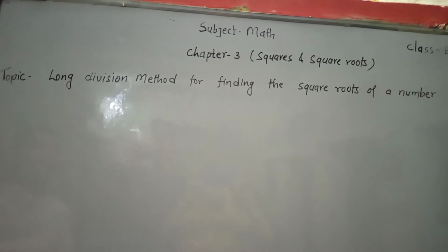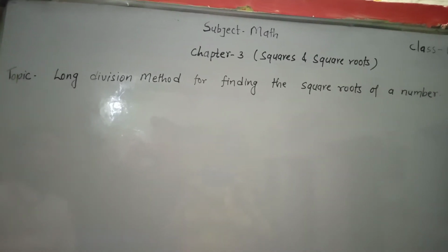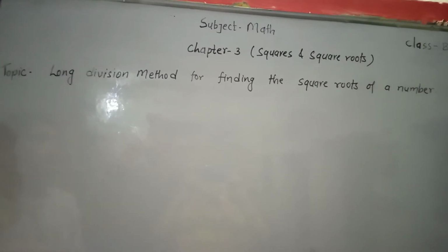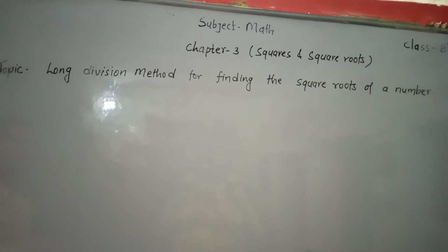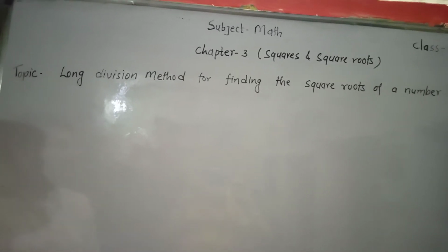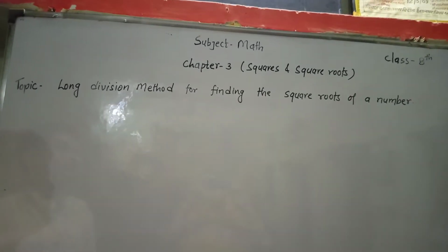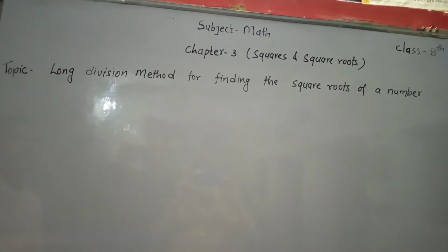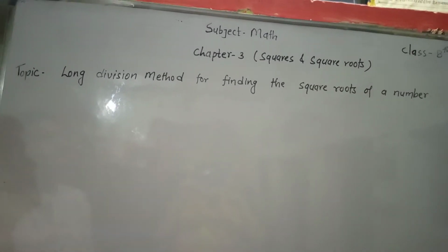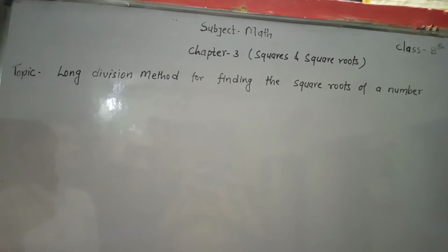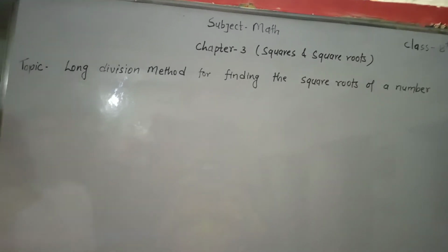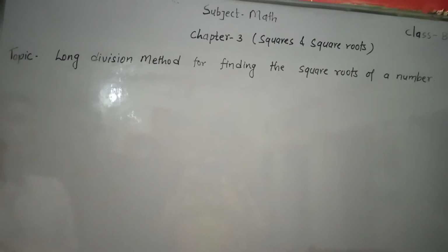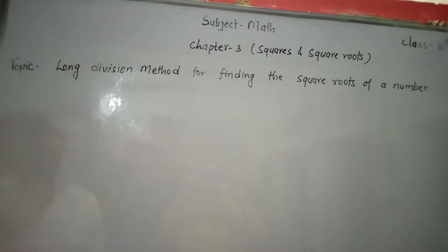In the previous class we discussed the prime factor method for finding the square root of a number, and today we will discuss the long division method for finding the square root of a number. There are mainly two methods for finding the square root of a number. The first is the prime factor method and the second is the long division method. The prime factor method we have already discussed in the previous class, and today we will discuss the long division method. For applying the long division method, we will follow three rules.